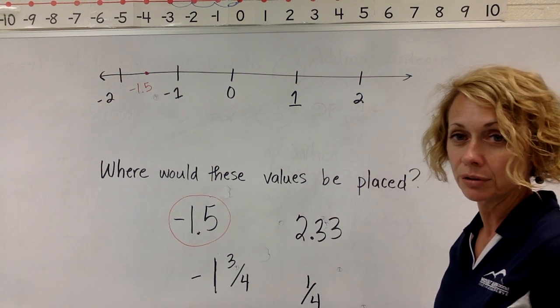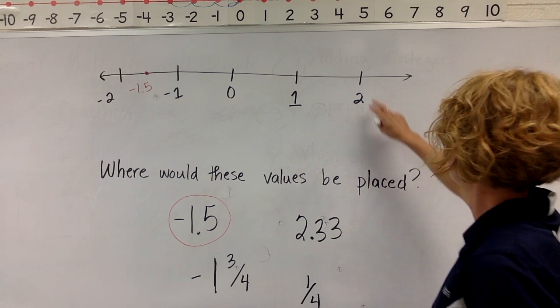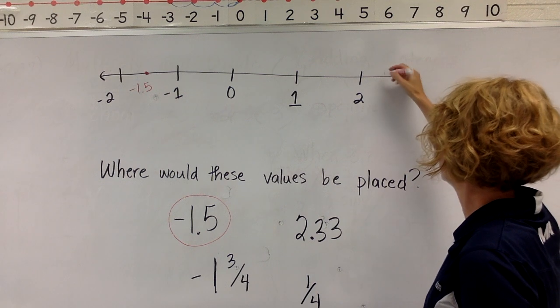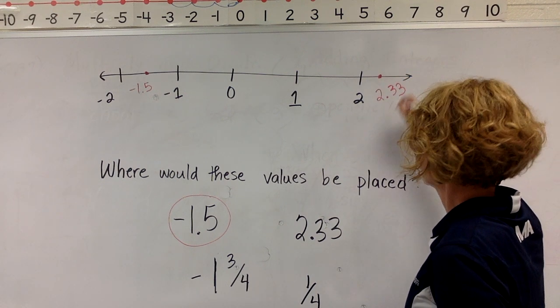What about 2.33 or 2 and 33/100? It's almost a third of the way over past 2. So if 3 was here, 2.33 would be somewhere about right there.